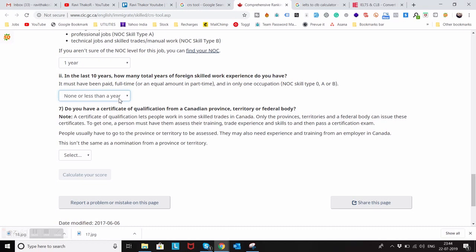So if you have any experience from India, make sure it is more than 1 year in order to get any kind of points. I see some people are leaving their job at 9 months or 10 months of experience. So if possible, try to stay for 2 more months, because it will give you some more points in your Express Entry when you are trying to apply for PR.